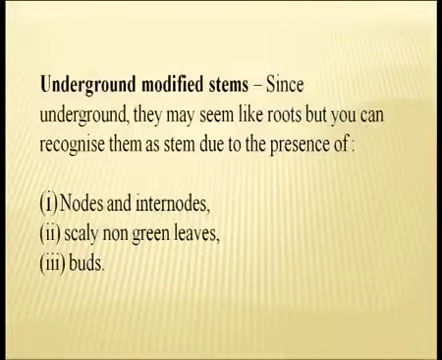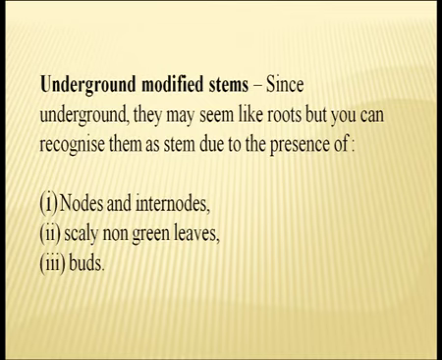The underground modified stem, since it is underground, may seem like roots, but you can very well recognize them. What is the main feature of the stem? It has nodes and internodes. So, even if it goes under the soil, it will maintain its primary structure of having nodes and internodes, non-scaly and non-green leaves, and the buds.